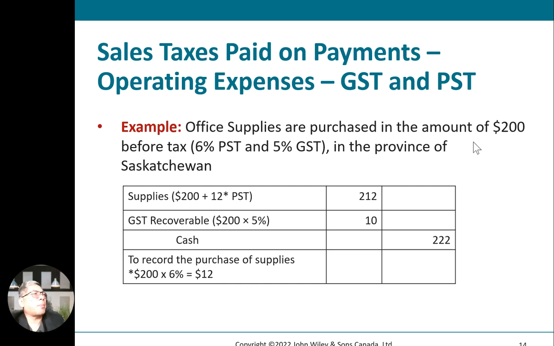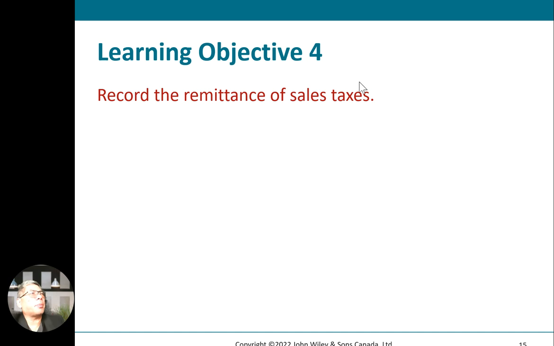Okay, office supplies example: purchase amount 200 before tax, PST 6%, GST 5%. So you're going to put here total supplies 212, GST recoverable is 5%, $10 debit. So the cash is 222. Remember, this is how you're going to do it in the bookkeeping side in terms of posting journal. To record purchase of supplies is 200 times 6%, which is $12. This is where you get that 6% PST for Manitoba.